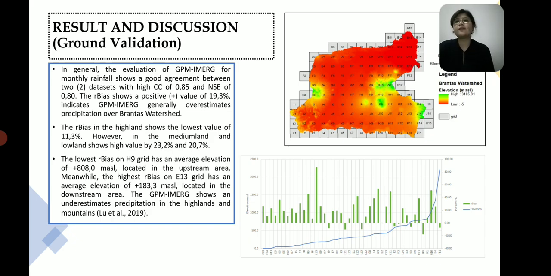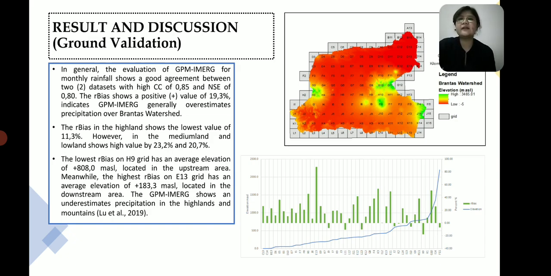Generally, the evaluation of GPM-IMERG for monthly rainfall shows a good agreement between the two datasets, with a high coefficient of correlation, a Nash-Sutcliffe efficiency value of 0.8, and a relative bias with a positive value of 19%. This value indicates GPM-IMERG generally overestimates precipitation over Brantas.